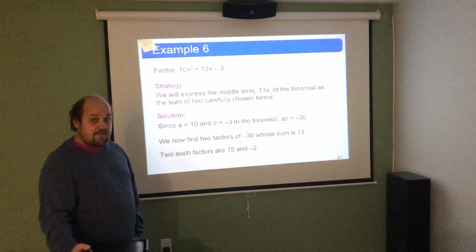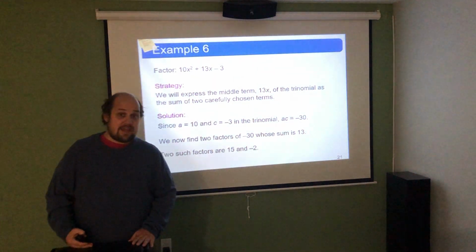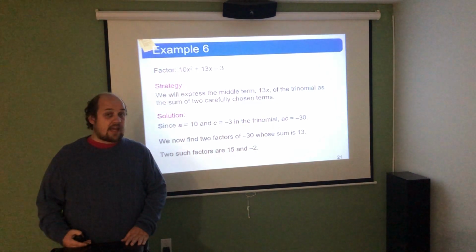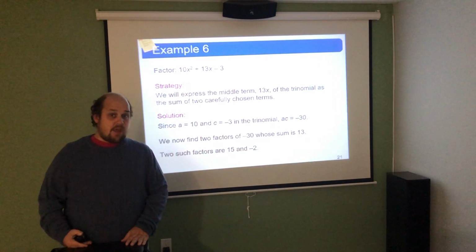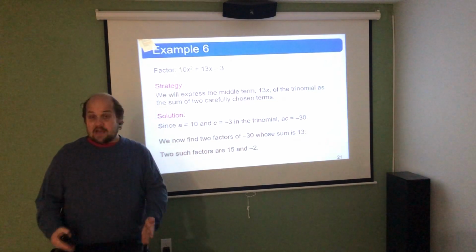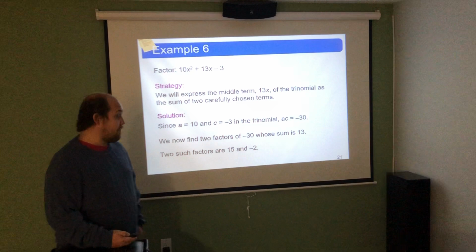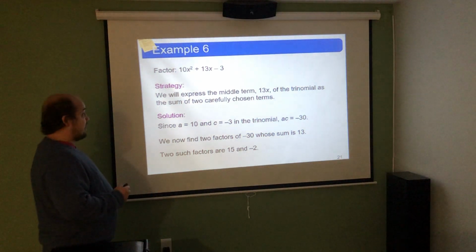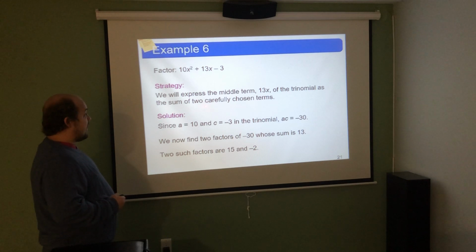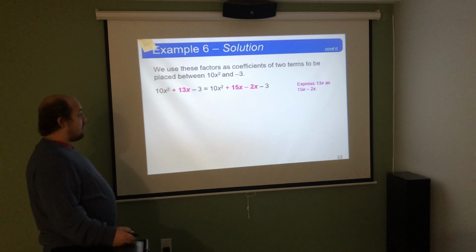The whole process of finding this 15 and negative 2 is complicated, especially if I get a really big key number that has a lot of different ways to multiply to it. But basically, once I get to this step, it's now just become a factor by grouping problem. So I can take what used to be 13x and split it into 15 and negative 2. Instead of writing it like this, I would write 10x squared plus 15x minus 2x minus 3.